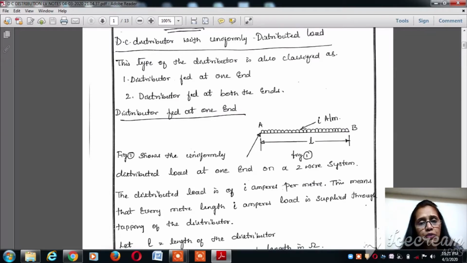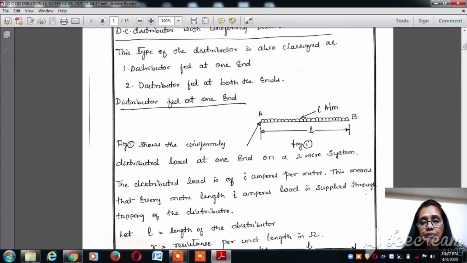Here also we are going to consider two cases: a uniformly distributed load with one end supply, that is a distributor fed at one end, and a uniformly distributed load if the distributor is fed at two ends. Under the two ends, we are also going to consider whether it is going to be equal voltages or different voltages. Let's consider the first case: distributor fed at one end.